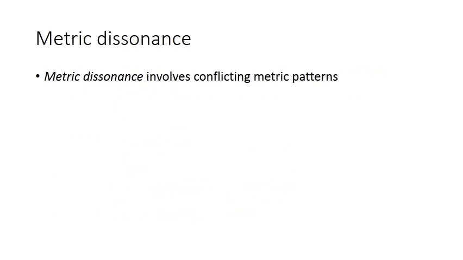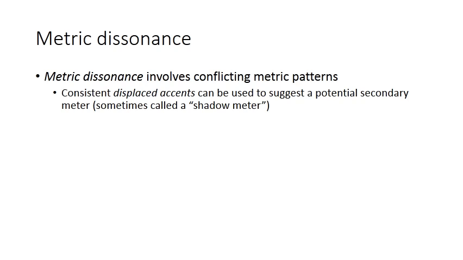So you can use irregular meters, or another approach is to use conflicting meters. Metric dissonance means that there are two metric patterns that conflict with each other, that are dissonant with each other. We can create a metric pattern that conflicts with the prevailing meter with displaced accents that are consistently placed to suggest a potential secondary meter. We sometimes call this second meter the shadow meter.